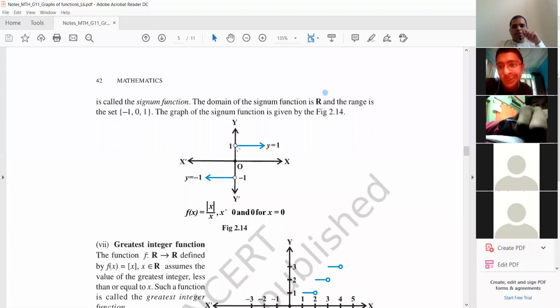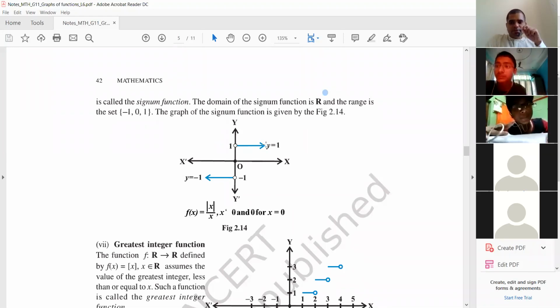The empty circle here means that 1 is not included. Empty means this point is not included, all the points after it are included. And for negative values of x, the graph is at -1. All the values are -1 for negative x. You take any value, you take -3, the answer is -1. You take -4, the value is -1. Okay.